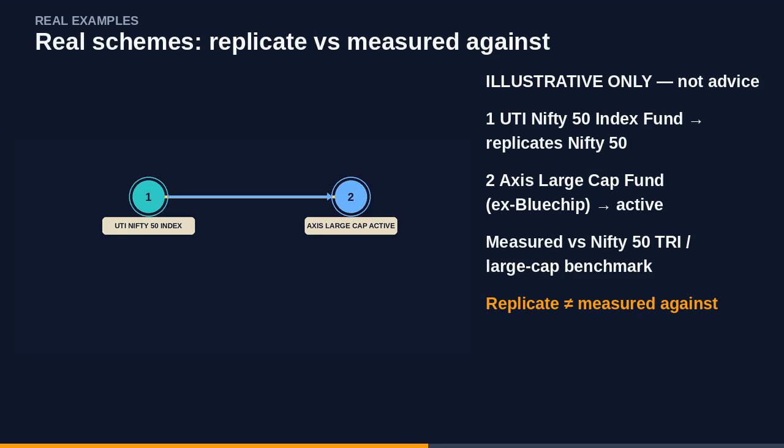The trap. Hearing tracks Nifty 50 for an active fund and assuming it must hold the same 50 names in index weights.